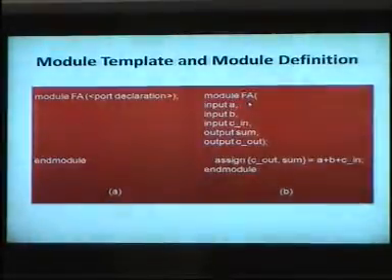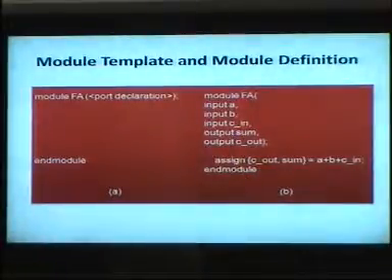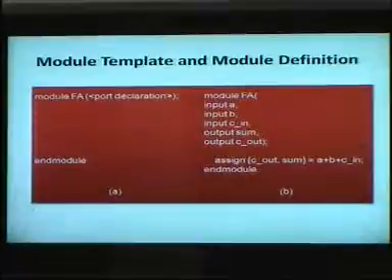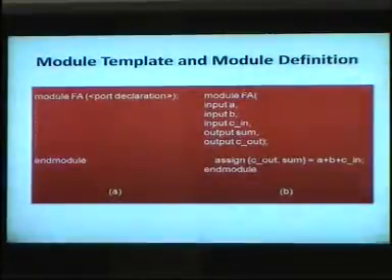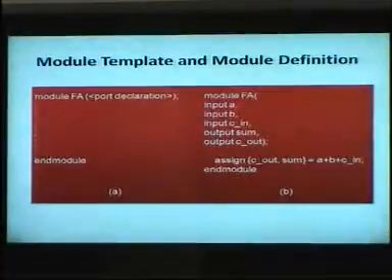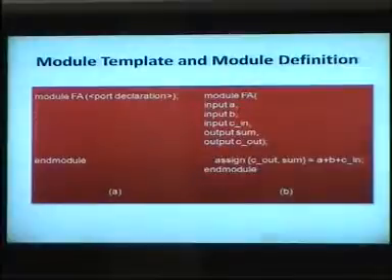It may be as simple as a full adder, or as complex as a Pentium processor. The Pentium processor module will be module Pentium processor, and there are thousands of ports: this bus, that bus, this line, that line, this clock, that clock. That will be the top level module of a Pentium processor. This is how a module is defined, and inside you give the functionality.